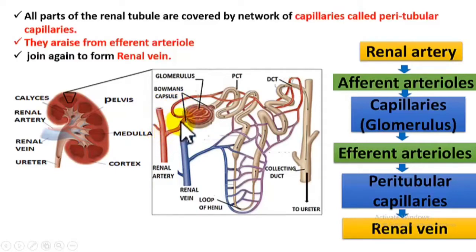So this afferent arteriole enters into the Bowman's capsule. So this is the Bowman's capsule, right? So afferent arteriole enters into Bowman's capsule. Now arterioles again break up to form capillaries. So afferent arteriole also breaks and form capillaries. The tuft of capillaries is what is called as glomerulus.